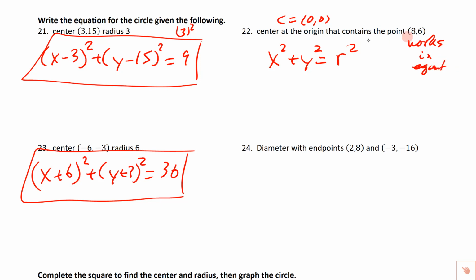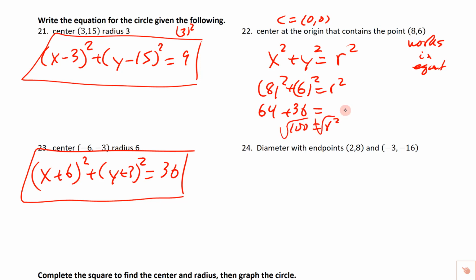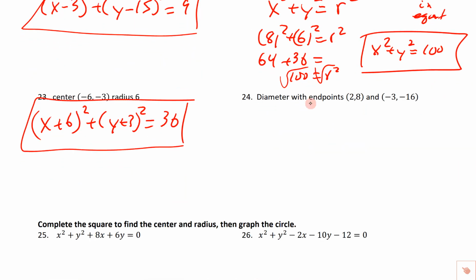So we're going to throw these in here. This is going to be 8 squared plus 6 squared equals r squared. So this is going to be 64 plus 36, and that equals, let's see, 100 equals r squared. The cool part about this is I don't need to take the square root. Yeah, I know the radius is 10, but it doesn't really matter on this one. We're just going to write x squared plus y squared equals 100, put a box around it, and then we're done.